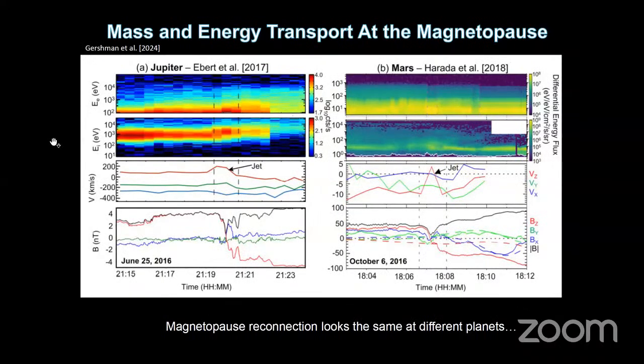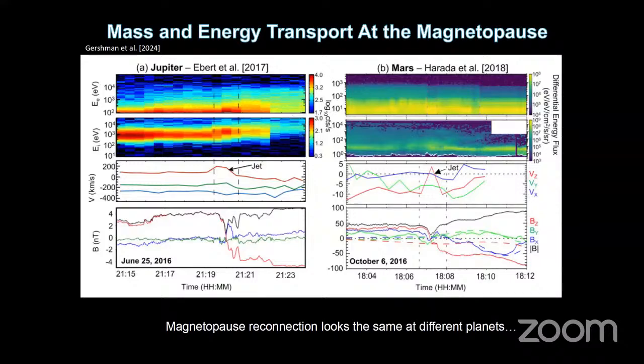Likewise, if you look at different magnetopause crossings, they look very similar. This is data from Rob Ebert's paper at Jupiter, at the magnetopause, where they see a jet, and Yuki Harada's paper at Mars. You see really similar current sheet crossings. You see similar reconnection signatures. And a lot of these plots, you can organize in the right coordinate system. And these events look very similar, even though they're very different environments.